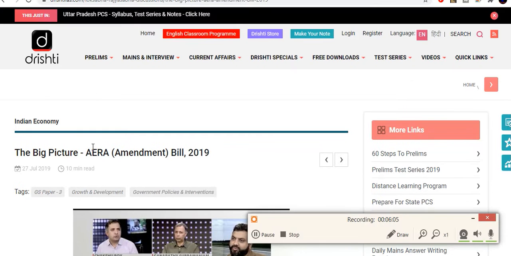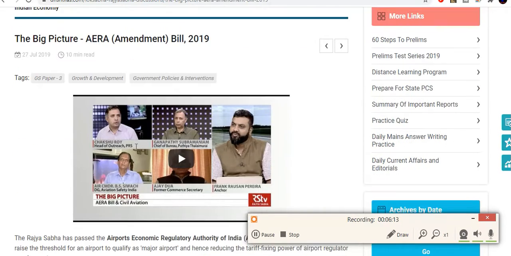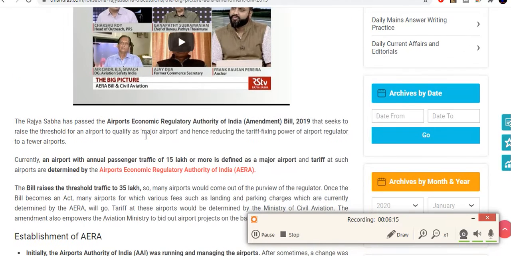The act was in the news as well. If you read out this thing, 27 July 2019, Big Picture, AERA Amendment Bill. So the name is Airports Economic Regulatory Authority of India Amendment Bill 2019. That's why we will cover this as well, what economic regulation means when it comes to aviation or airports. Okay, because it is in the news, we will cover it as well.